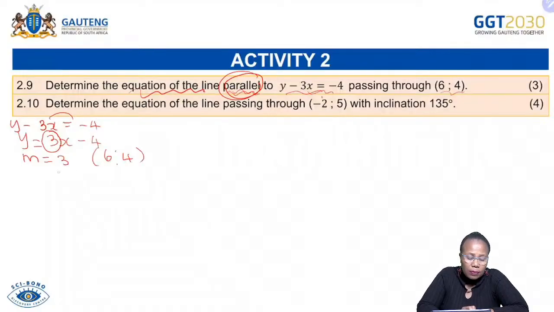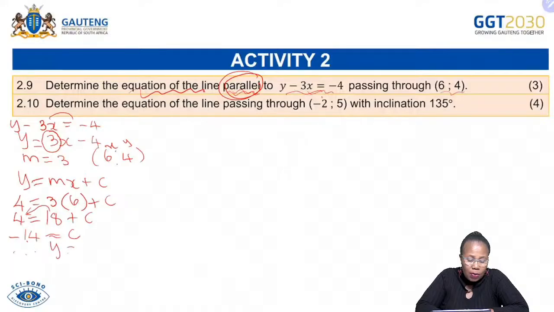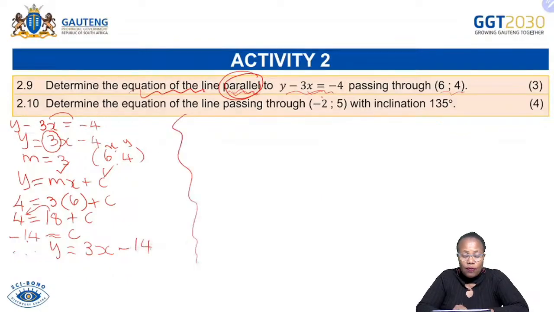So it's y equal to mx plus c. And then this is our x and y. y is 4, m is 3, x is 6, plus c. And then we have 4 equals 3 times 6, 18, plus c. We transpose 18 to the other side. It will be 4 minus 18, which is -14, equals c. So our actual equation, therefore, will be y equal to, substitute m, 3x, substitute c, -14. That is the equation of that line.